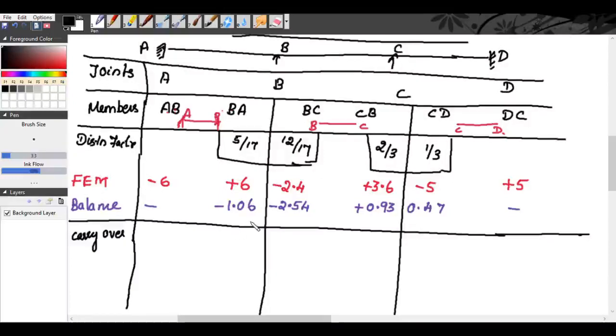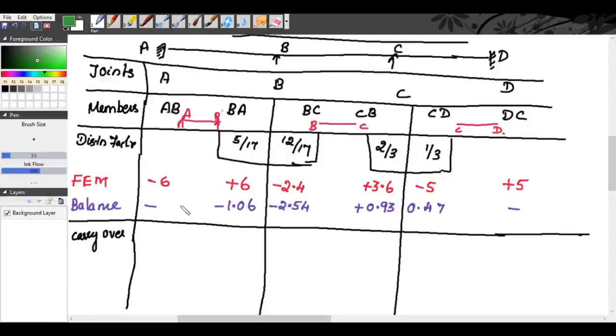See how the moment is carried: between these spans, A and B will carry over, then B and C will carry over, and C and D will carry over. So this carry over is between, for the span AB, between B and C and between C and D. Okay. So how is this carry over done?